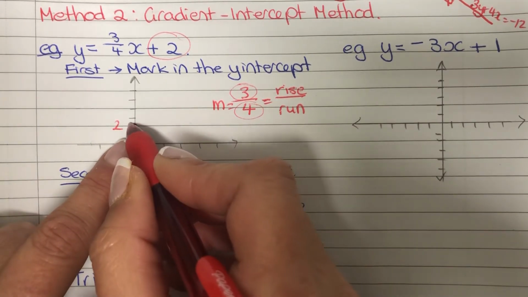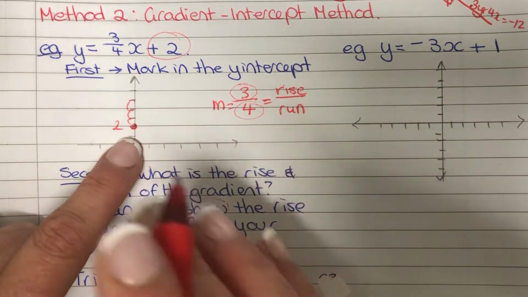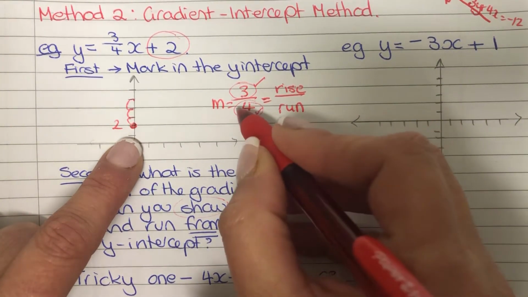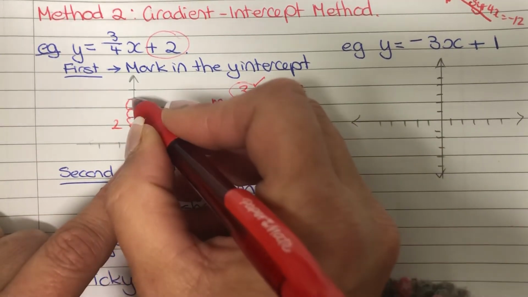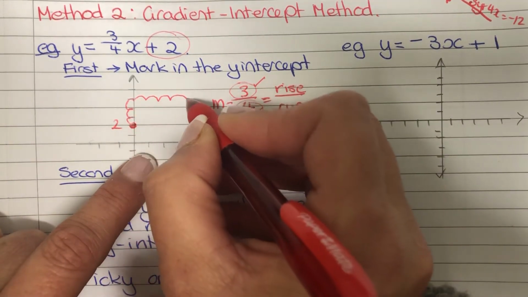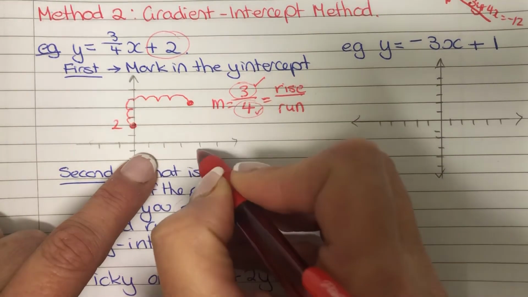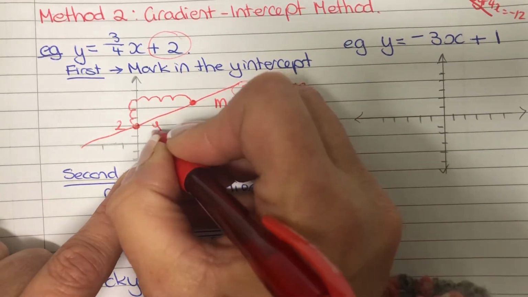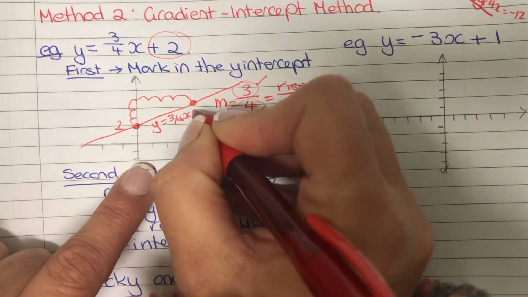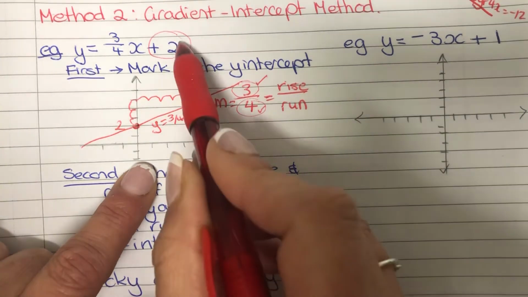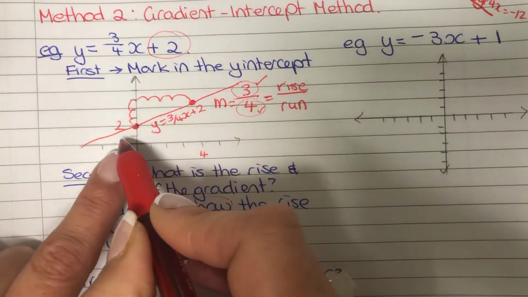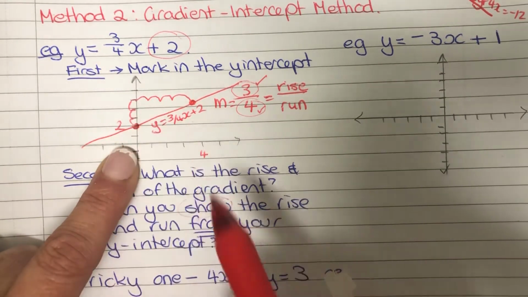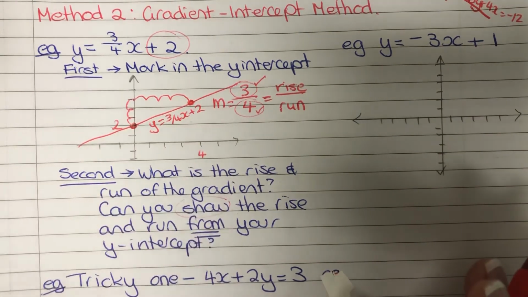So from here we're going to go up 3, 1, 2, 3. Don't put a dot yet. We've only done that part. So now we have to run 4, and it's plus, so we go to the right. So we're going to go 1, 2, 3, 4, and we're going to put a dot there, and that's our line that we want. And we're going to label it, of course. All right, so write down your y-intercept, work out rise and run, and then just do it on your page. And then you'll have these 2 coordinates.